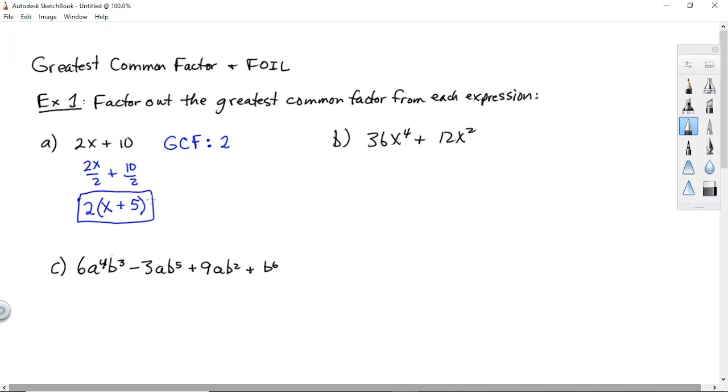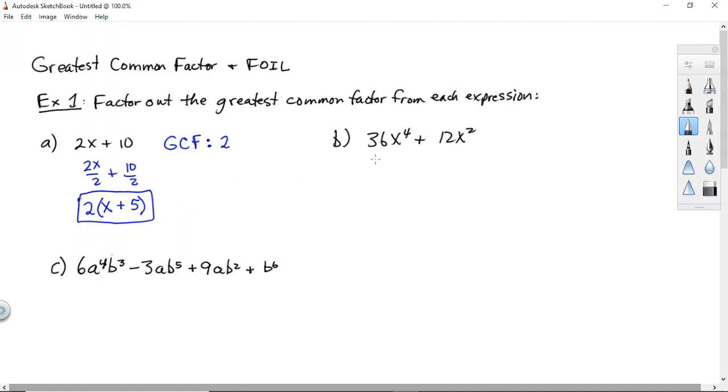Now, this is just begging to be checked. We can check these so easily. Whenever you factor out the greatest common factor, it's pretty easy to just check it. So we just multiply this out and see if we get back the 2x plus 10. We take 2 times x is 2x, plus 2 times 5 is 10. There it is. It checks. So that's just something to do if you want to make sure you got it right.